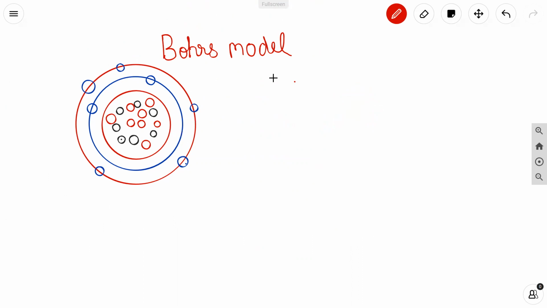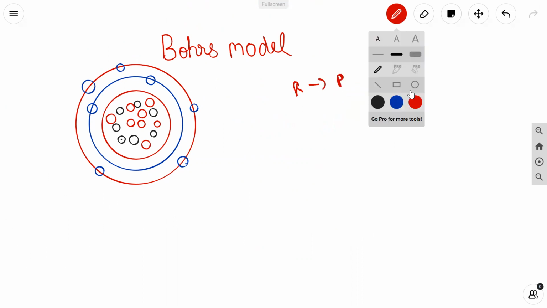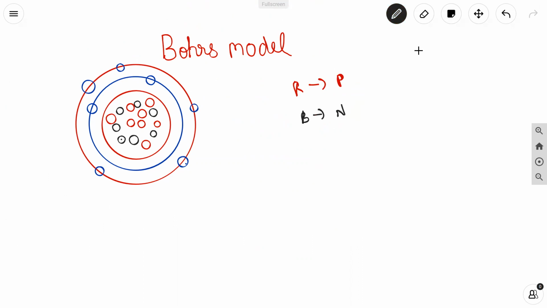So in this series of lectures, I'll be using red to denote protons, black to denote neutrons, and blue to denote electrons. So we'll talk about some general things.